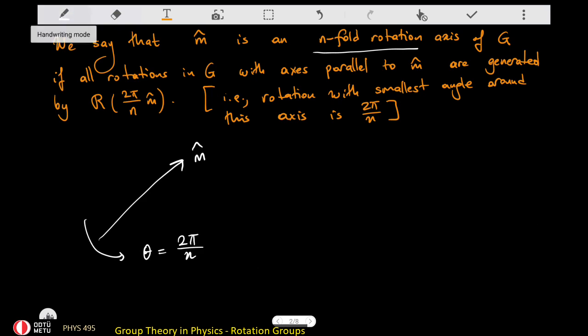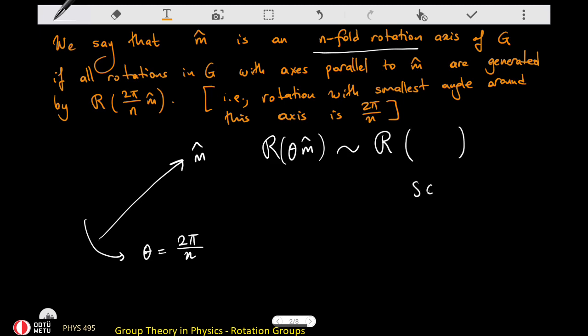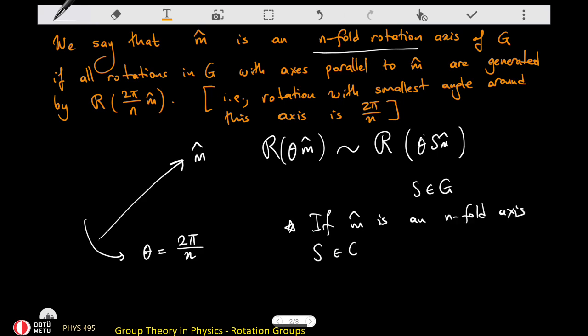If you remember the conjugacy relationship, a rotation around the axis M by an angle theta, let's say S is an element of the group, is conjugate to a rotation by S applied on theta M. So this is theta times S applied on M. This tells you that if M is an n-fold axis and S is an element of the group, then S applied on M is also an n-fold axis. It's basically the conjugacy relationship.